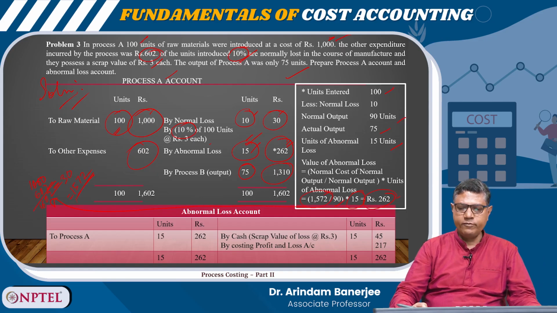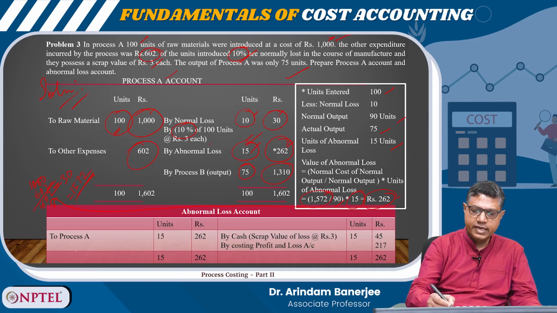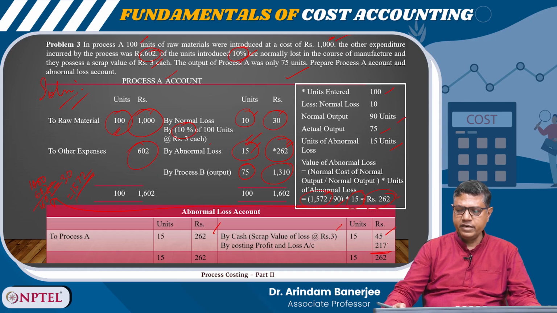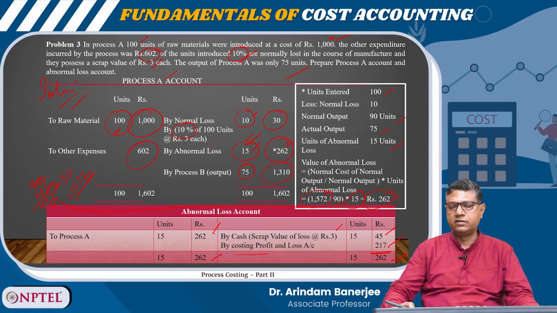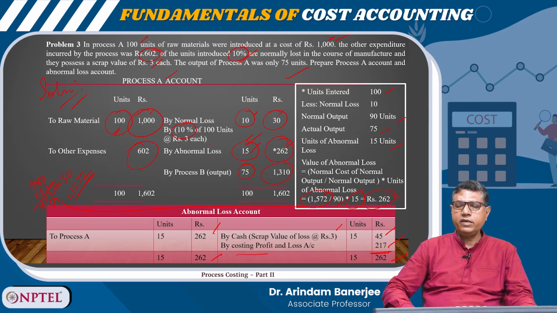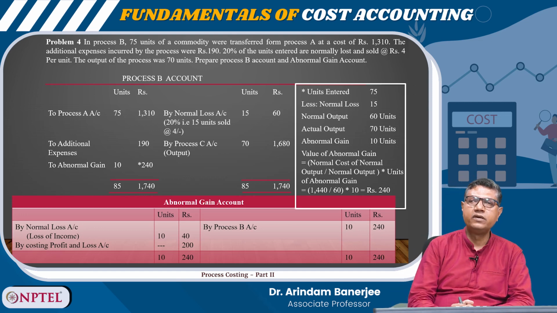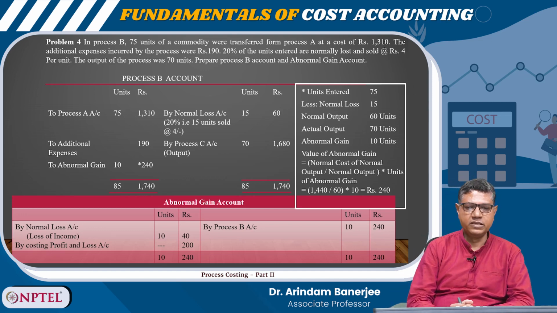I can create one abnormal loss account. So, to process A 262, by cash scrap value, I can sell it at rupees 3, these 15 units, 45. So, balance 217 will go to costing profit and loss account. So, the total is here 262, and here the total is 262. Okay. So, that is how the abnormal loss can be computed. We will see in the next illustration another problem where it is a case of abnormal gain, right, abnormal gain.